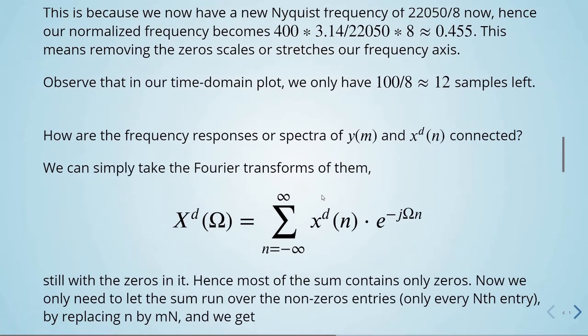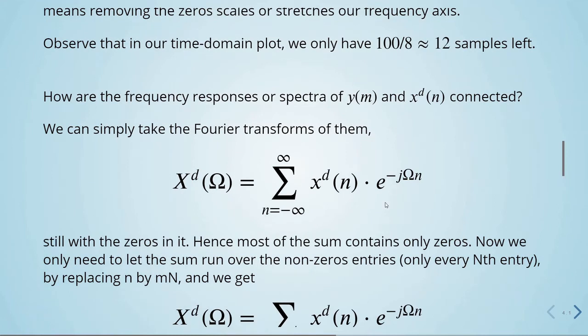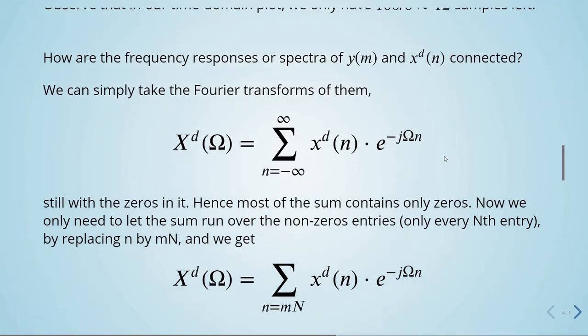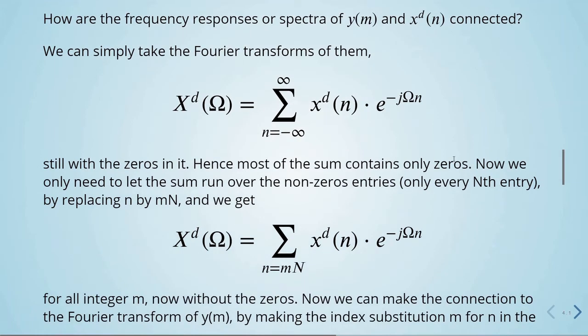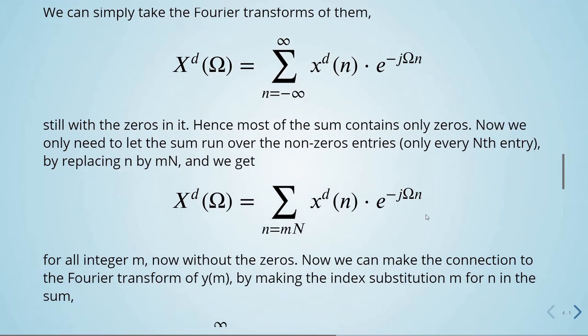So how are the frequency responses of the spectra of y of m and x_t of n connected? What we can do is simply take the Fourier transforms of them. This was the signal still with zeros in it, so most of the sum here will only contain zeros. So we only need to let the sum run over the non-zero entries, so it's only on every Nth entry. So we replace n by m times N, and we are replacing n by m times N for all integer m.